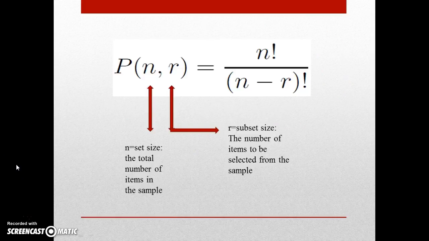So let's break down the formula just so you can see. The n is the set size, so the total number of items in the sample. The r stands for your subset size, so it's the number of items to be selected from the sample. We're going to do examples, so you'll see this in practice, but for now, just remember, because you're going to need to figure out what to plug in for your letters, your n or your r.